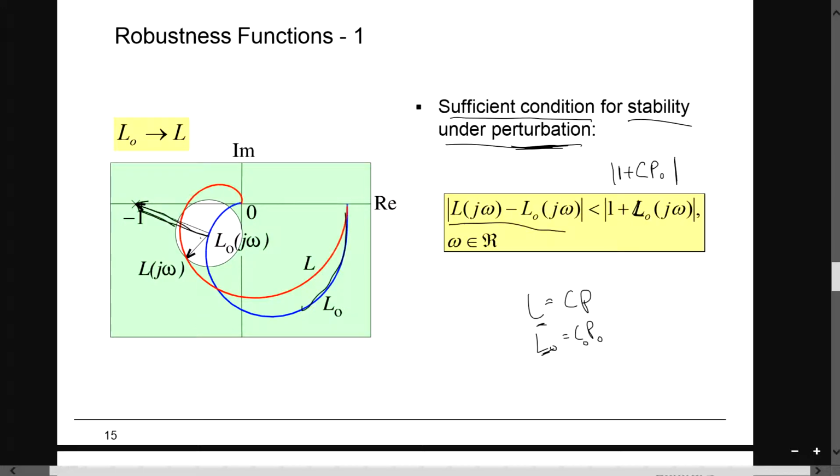It's actually the distance from the nearest point of the plot itself to -1. This is 1 plus C0 P0, I should write C0 P0. So this is the distance. As long as this distance, as long as the difference between the red color L, as long as the distance between, maybe what do I say?